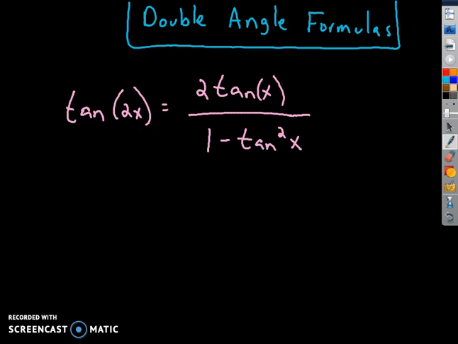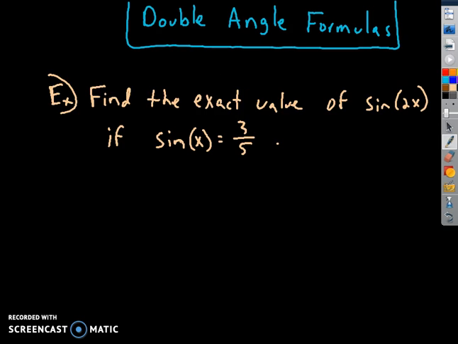All right, so the tan of 2x formula, I'm going to leave it here. I won't bother deriving it, but the formula for tan of 2x is 2 tan of x divided by 1 subtract tan squared of x. All right, let's actually put these formulas to use. The example says find the exact value of sine of 2x if sine of x equals 3/5.